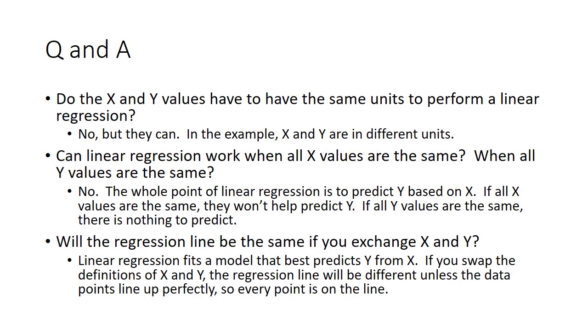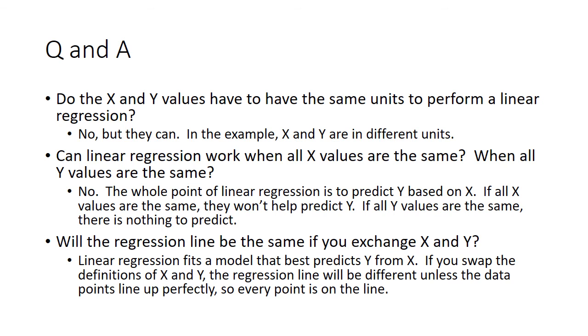We find that for x and y values, they don't have to have the same units. They certainly can. But in our example previously, we saw the x and y, insulin sensitivity versus percentage of fatty acids, were certainly very different units. So it doesn't really matter. And can linear regression work when all x or y values are the same? No, because if there's no variability in y or x, then you can't really use the other to predict one. You can't really predict y from x if all the values are going to be the same. So there's really nothing to predict in that case.